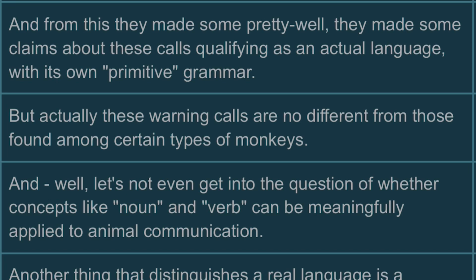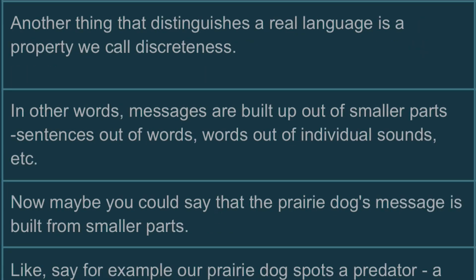But actually, these warning calls are no different from those found among certain types of monkeys. And let's not even get into the question of whether concepts like noun and verb can be meaningfully applied to animal communication. Another thing that distinguishes a real language is a property we call discreteness. In other words, messages are built up out of smaller parts. Sentences out of words, words out of individual sounds, etc.